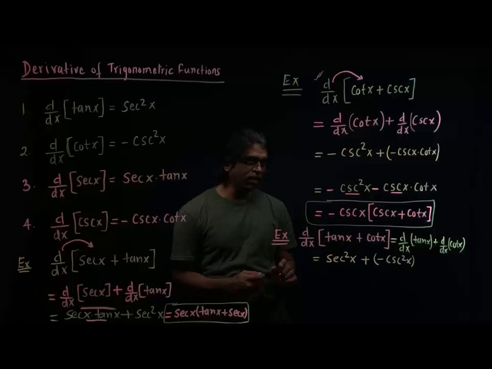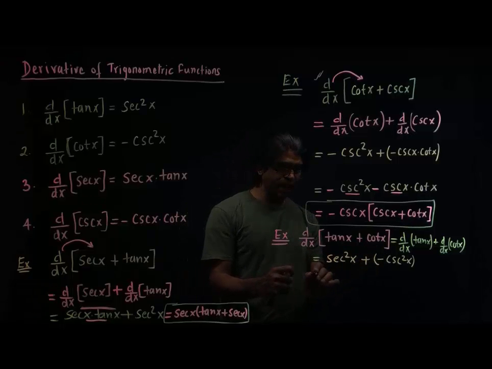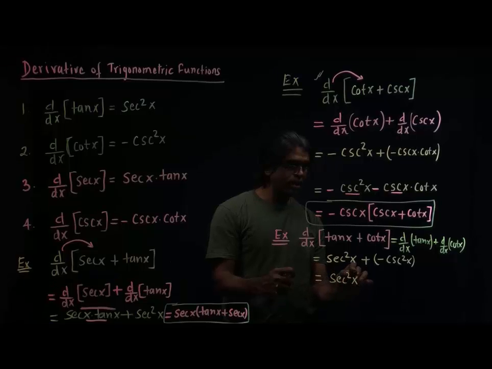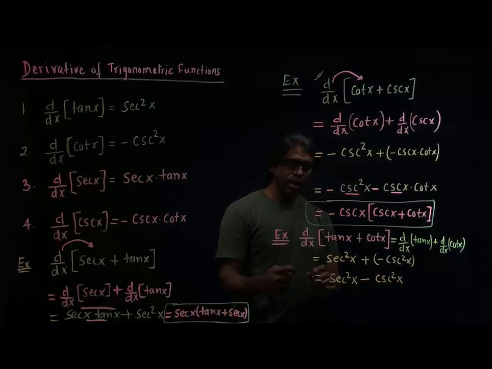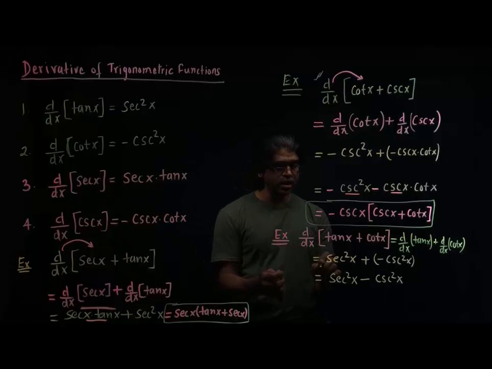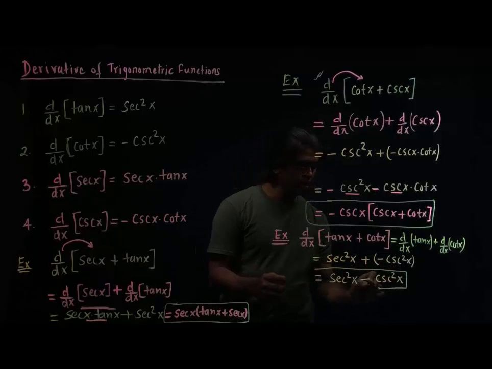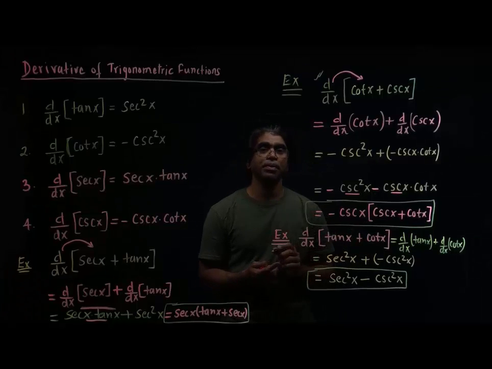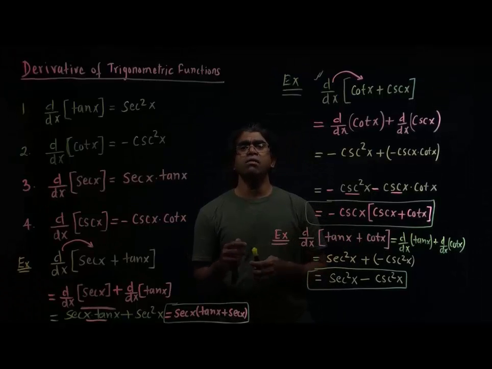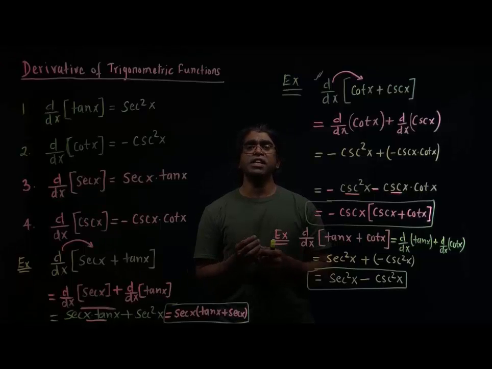Now let's simplify further. So if I simplify further I will write this is equal to secant square x, and then positive times negative is negative cosecant square x, and this is basically the derivative of this function tangent x plus cotangent x. And this is how we will find the differentiation, or I should say the derivative of any given trigonometric function.